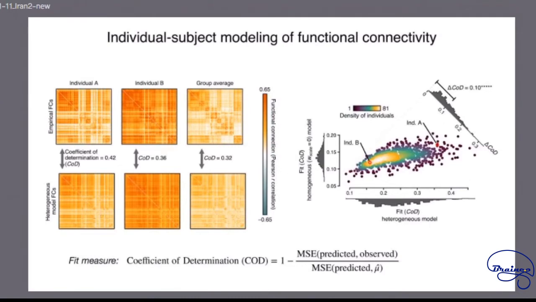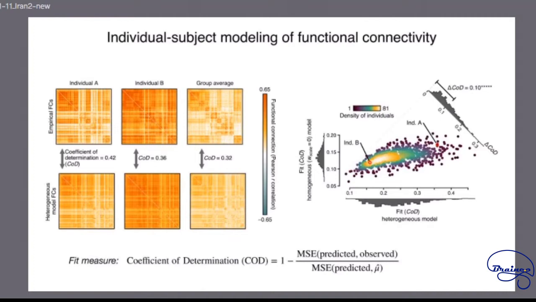Our fit measure, just a technical thing, is called the coefficient of determination. It's just our goodness of fit measure. What you see here on the left side are two individual subjects and the group average. Then we can show what happens as we fit the model to those individual subjects, and you can see visually that we're able to fit something about the individual differences using this, again, constrained biophysical circuit model.